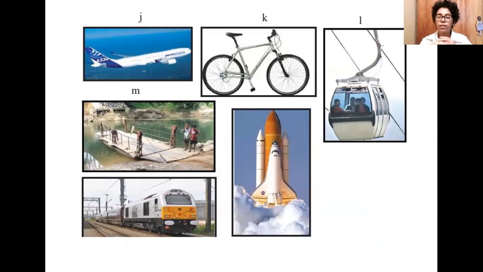But that's fine. One hint that I will give is that we talked about this in the previous passage. We read about it. Right? It's a flying vehicle, right? So what do you call that in English? That would be an aeroplane. K is what? It looks like a bicycle, right? So that could be the answer.